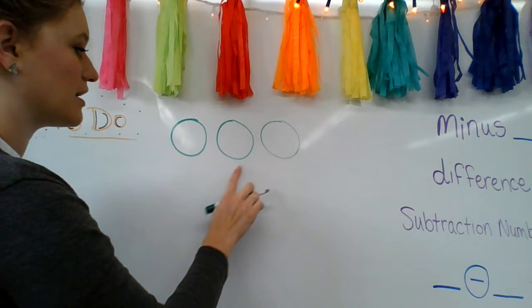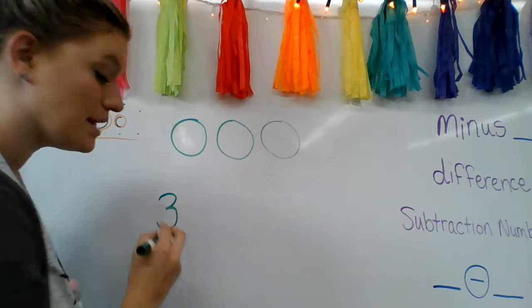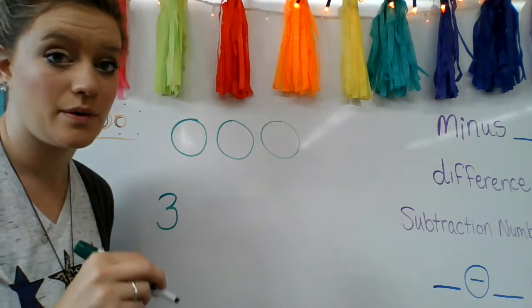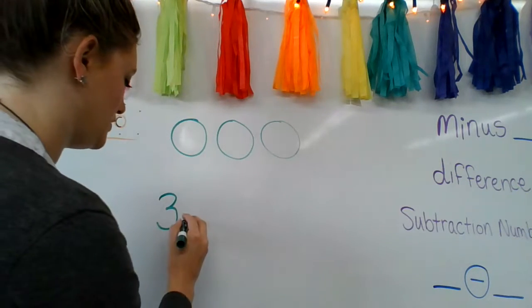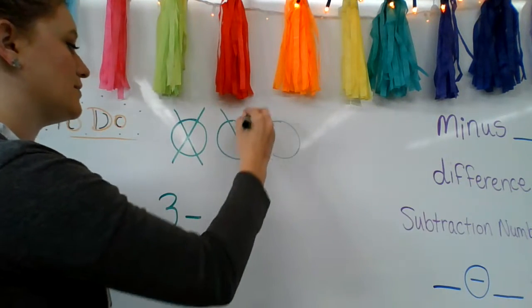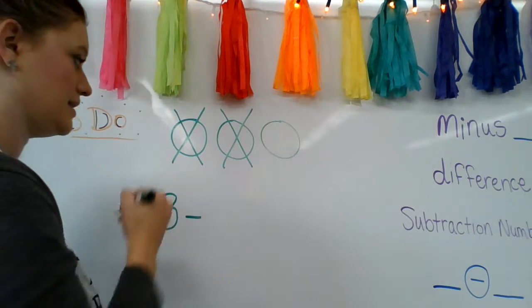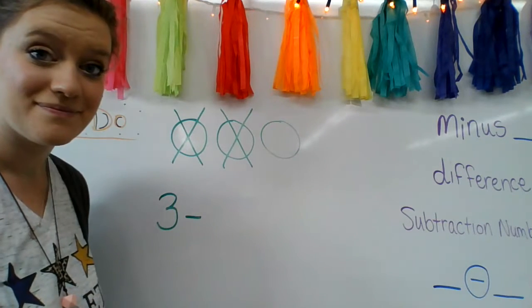So how many did we start off with? 1, 2, 3. We had 3, and we're doing a subtraction problem. So we're going to put the minus sign because we're going to take away 2. Now we can take away 2, cross out 2. Okay, just like that. Just X them out. How many's left over? 1.